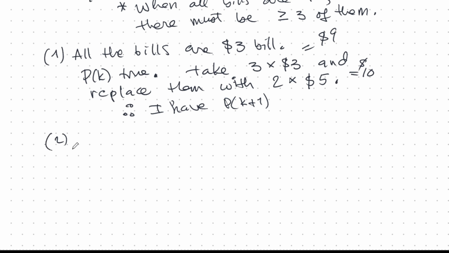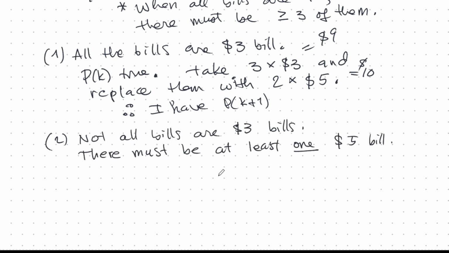Now let's look at the other case. Not all of the bills are $3 bills. So there must be at least one $5 bill in there. So that's interesting. Now let's say Pk is true. How can I make Pk plus 1? Well, I know that there's got to be at least a $5 bill. We don't know actually that there is a $3 bill. Maybe there are no $3 bills. For example, you can make 25 out of $5 bills. But we know there's at least one $5 bill.